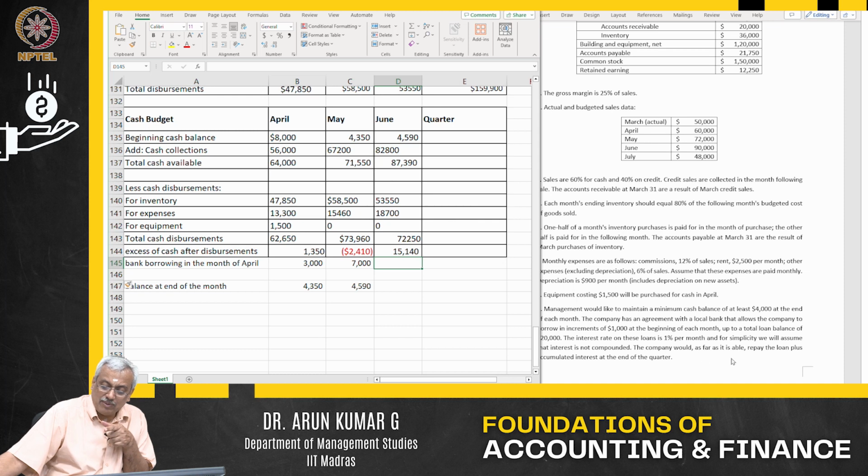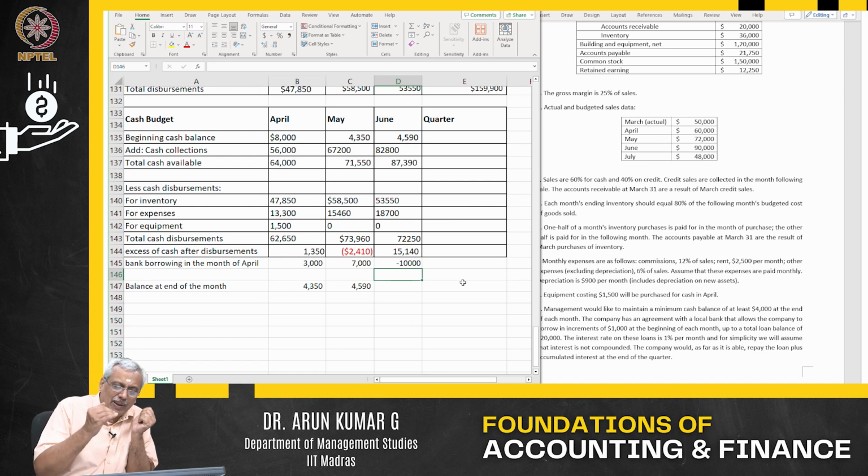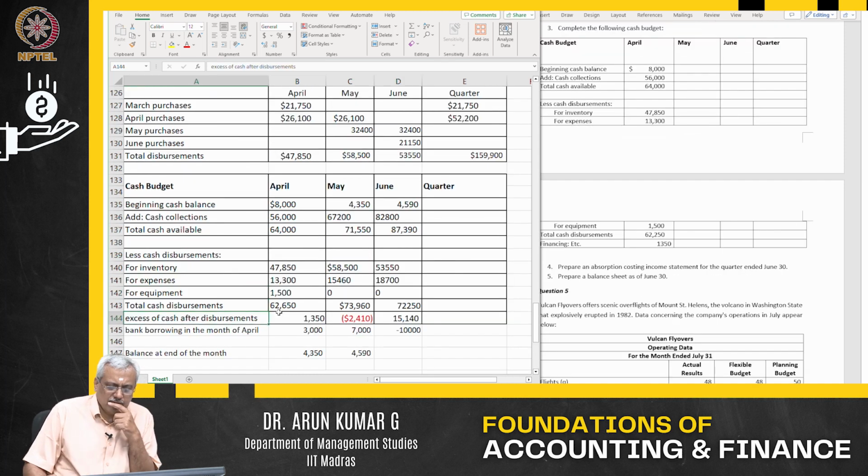First thing, what will it say? It says the company as far as possible would repay the loan. So, first point, I will repay the loan out there. Repay the loan, that means money going out. How much I have to repay? Minus 7,000 minus 3,000. So, I will repay 10,000 rupees. I have repaid.